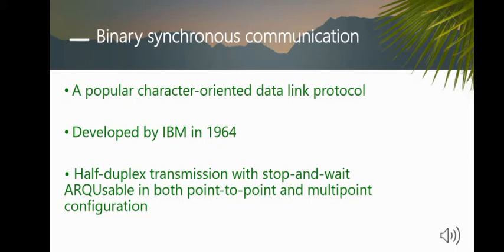In all data link protocols, control information is inserted into a data stream either as a separate control frame or as an addition to existing data frames. Among several existing character-oriented protocols for flow and error control, the best known is IBM's binary synchronous communication. Binary synchronous communication, also known as BSC, is a popular character oriented data link protocol developed by IBM in 1964. It is usable in both point to point and multipoint configurations, and supports half duplex transmission using stop and wait ARQ flow control and error correction.